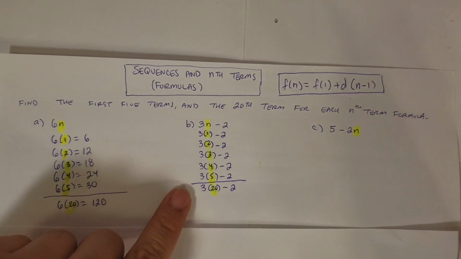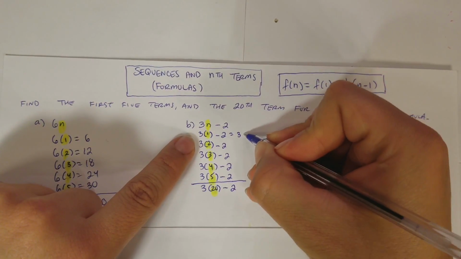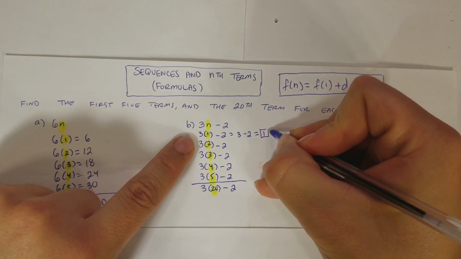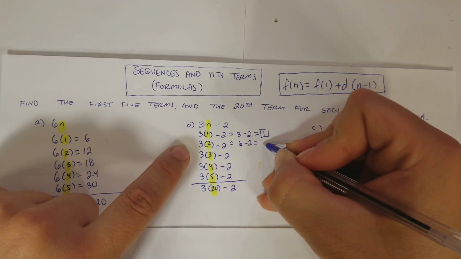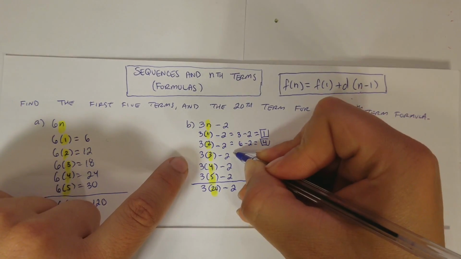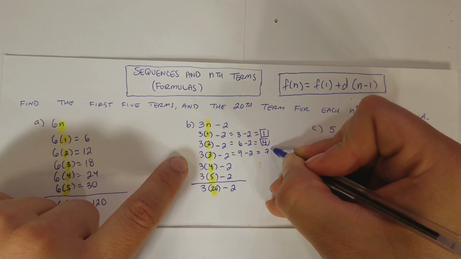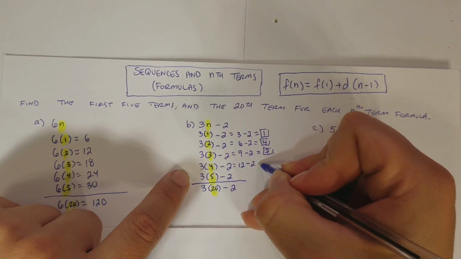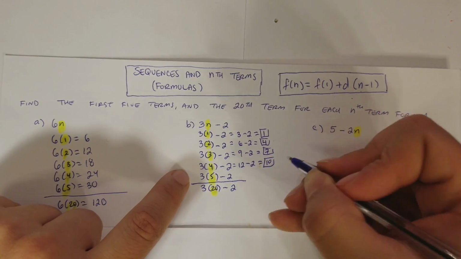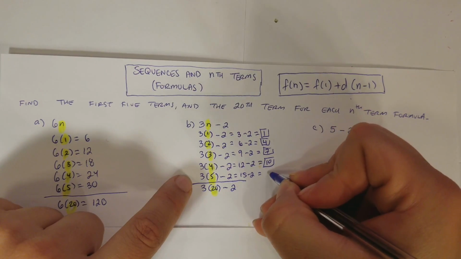So if I do the first one, I have 3 times 1, which is 3, 3 minus 2, which gives me the answer of 1. If I do the second one, I get 6 minus 2, which is 4. If I do the third one, I get 9 minus 2, which is 7. If I do the next one, I get 12 minus 2, which is 10. And if I do the next one, I get 15 minus 2, which is 13.